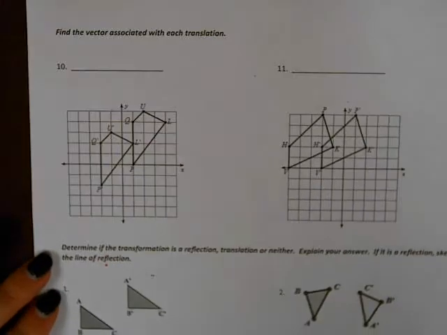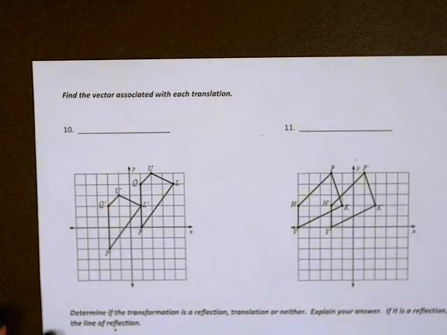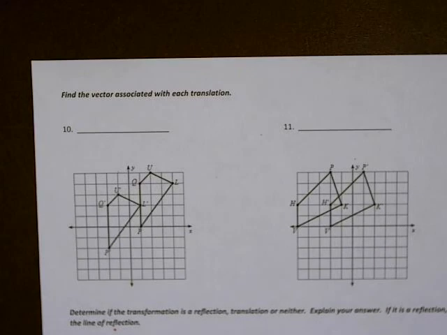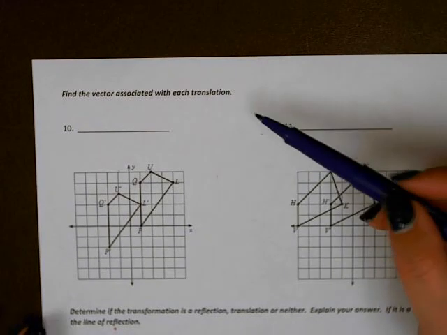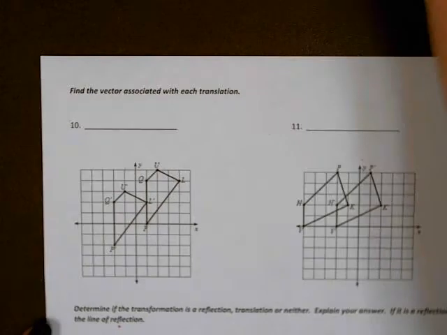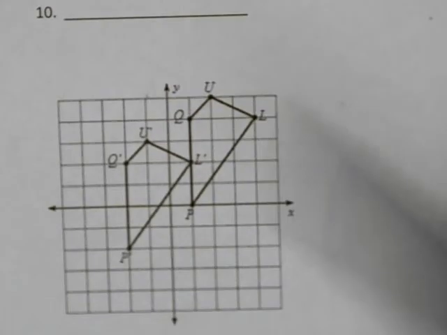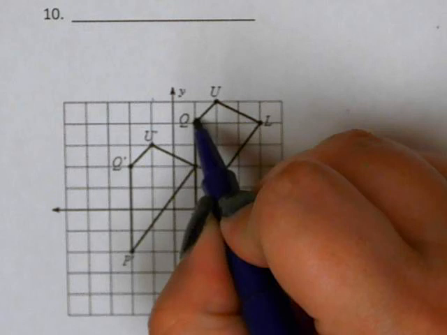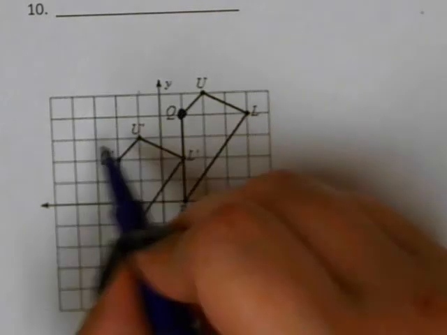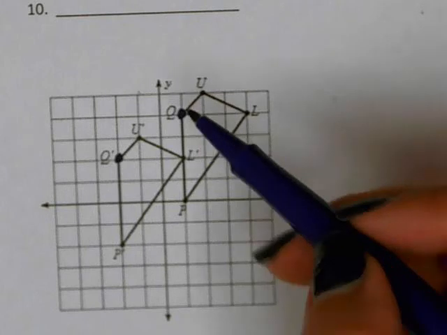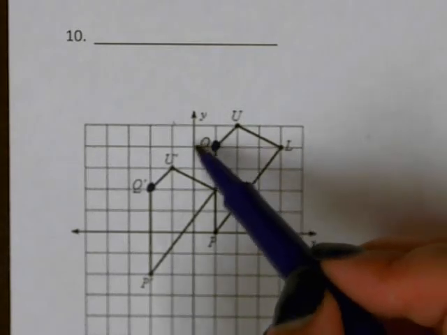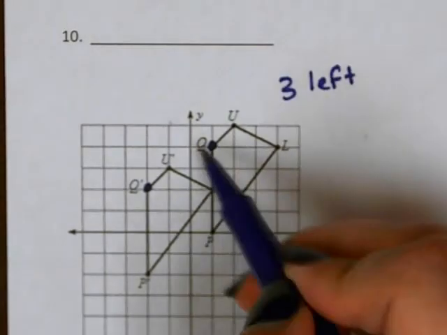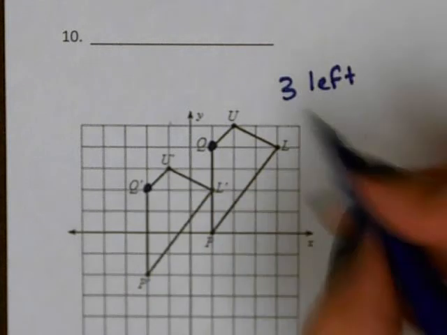What I want to do now is just these last two examples to work through with you and make sure you are okay with writing vectors on your own. So find the vector associated with each translation. So remember, our vectors always start without the primes and they move to the primes. So if we pick a point, let's say point Q, we need to map it to Q prime. So Q prime is right here. So to get from Q to Q prime, we had to move 1, 2, 3 to the left. And then we had to move 1, 2 down.